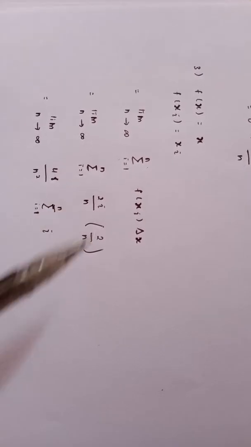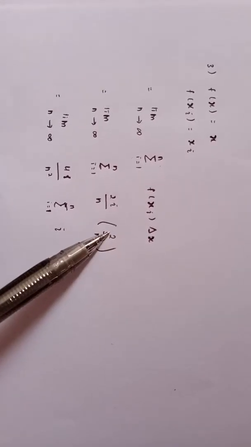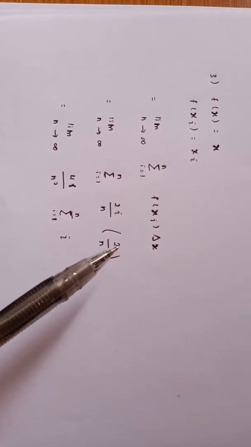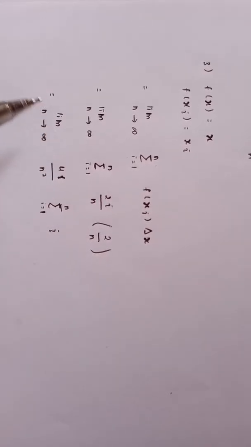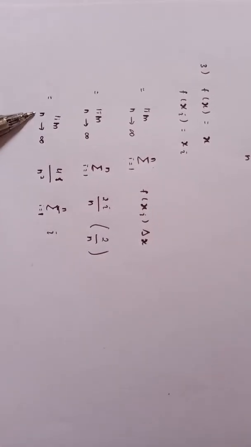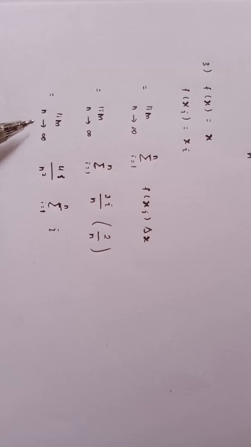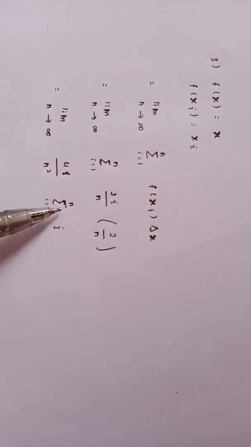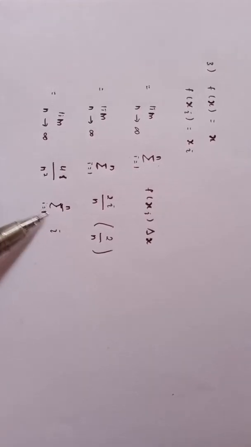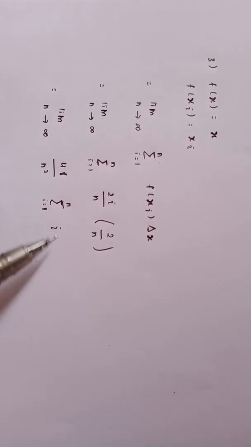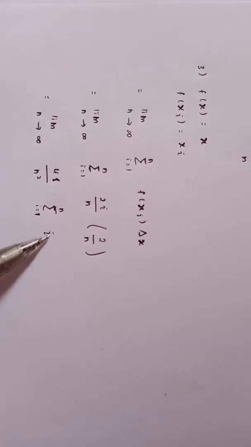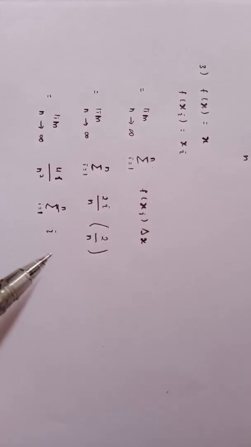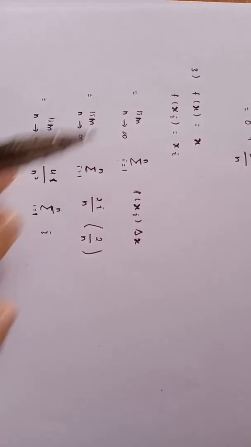So we multiply it, and we got the limit as n approaches infinity of 4 over n squared, the sum from i equal to 1 to n, where the i will be left behind there as we need to separate it.